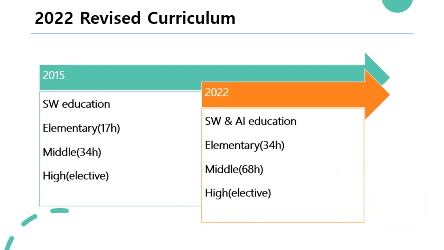In the 2015 revised curriculum, it was taught as a required subject for 17 hours in elementary school and 34 hours in middle school, and as an elective subject, for example informatics or information science, in high school. In the 2022 revised curriculum, the time for computing education, software education, has been doubled in both elementary and middle school. In addition, several new courses related to computing or AI have been introduced in high school.